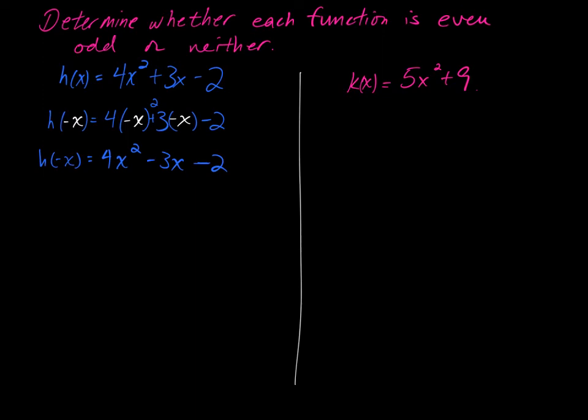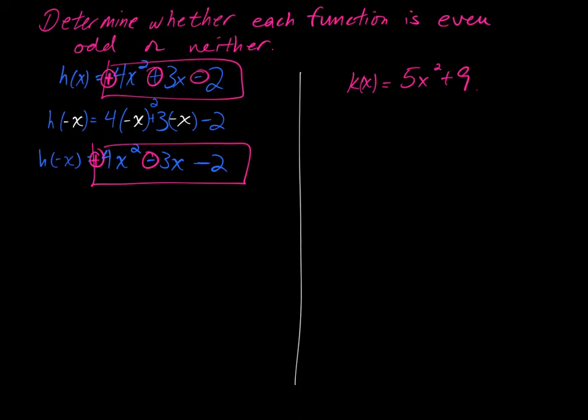So we take these two functions and we compare the signs. So the first sign here, 4x squared, stayed positive. The next sign went from positive to negative, and the last sign went from negative to negative. So this sign stayed the same, this sign changed, this sign stayed the same. Oh, we have a mixture of changing and staying.